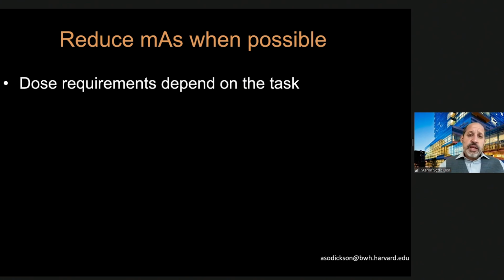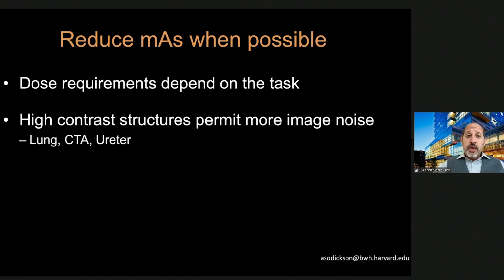The key thing to recognize here is that the radiation dose requirements depend on the diagnostic task that we're after. So if we have high contrast structures, we can tolerate a lot more image noise without hampering our ability to make a diagnosis. Classic examples, lung cancer screening. Find that nodule against this largely air-filled background of lung. CT angiography, if we can get really great contrast enhancement in the vessels, we can tolerate more noise in our images. Ureter CT, if our only goal is to find kidney stones, that's a bright structure against a soft tissue background. We can do that task with drastically reduced radiation dose.